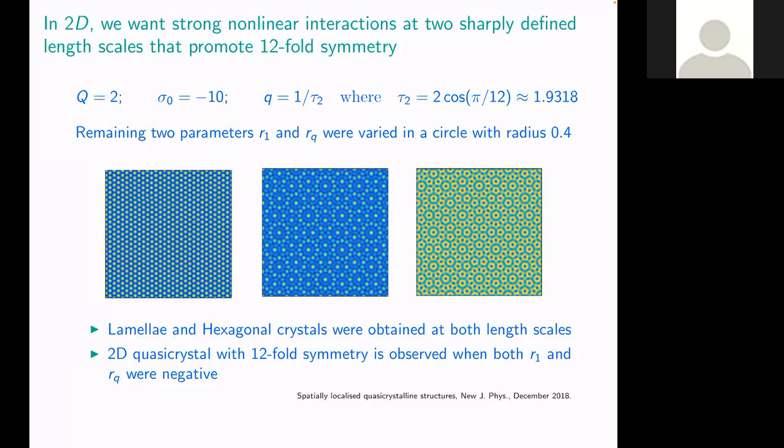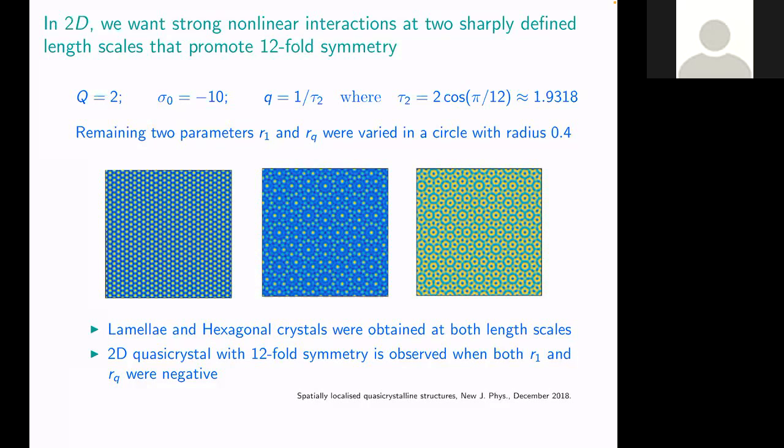and we recover regular patterns such as stripes, not shown here, hexagons of both up and down varieties, and additionally the 12-fold quasicrystal shown here in the middle panel for the up variety, and the down variety on the third panel. So nice, we basically put in the requirements that we will have two length scales and some level of nonlinear interactions between them, and that seems to be enough to get two-dimensional quasicrystals.